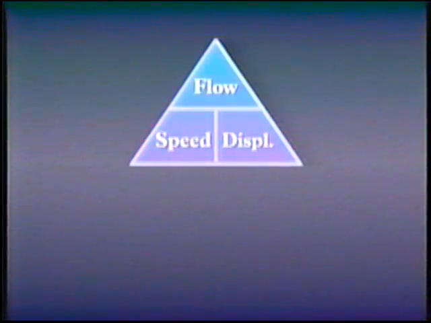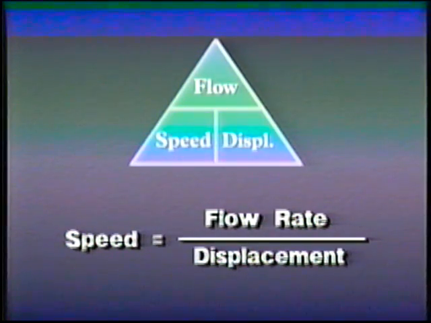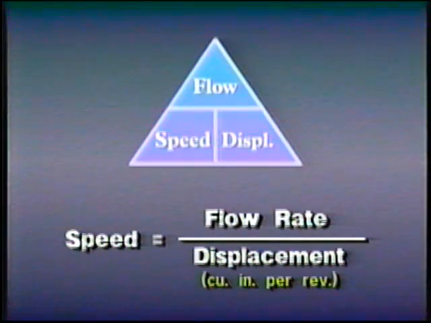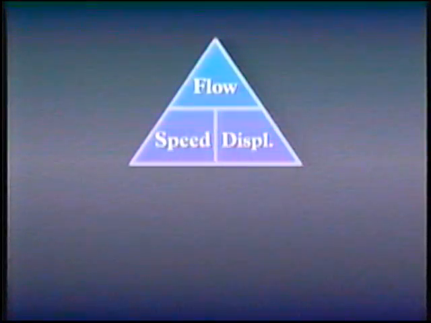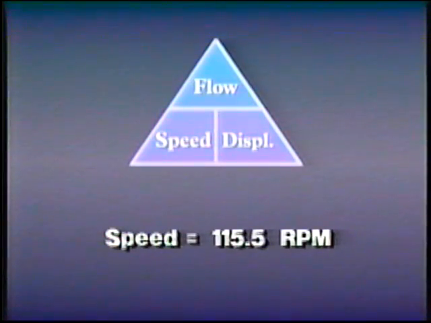Our formula for calculating speed in a rotary actuator, like a motor, is flow rate divided by the volume or the displacement of the motor. The displacement is usually expressed in cubic inches per revolution. For example, to figure the speed of a motor with a 20 cubic inch displacement and a flow rate of 10 gallons per minute, we multiply the flow rate of 10 GPM times the constant 231, the number of cubic inches in 1 gallon, and divide that by the displacement of 20 cubic inches. Our speed is 115.5 revolutions per minute.